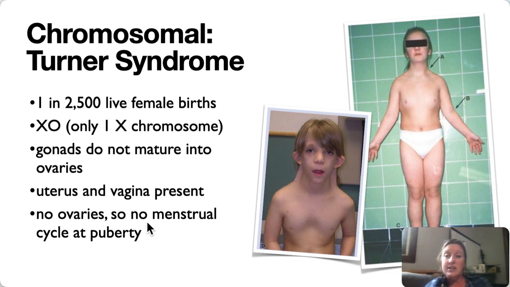Now, estrogen does not determine the development of the internal anatomy, so individuals with Turner syndrome still have a uterus and a vagina. To put it in plain English, they can still have sex in the same way that we would expect. It's just that without ovaries, there are no eggs, there's no menstrual cycle. They cannot become pregnant through their own eggs. They can carry a pregnancy to term through in vitro fertilization, where another egg is used and implanted.